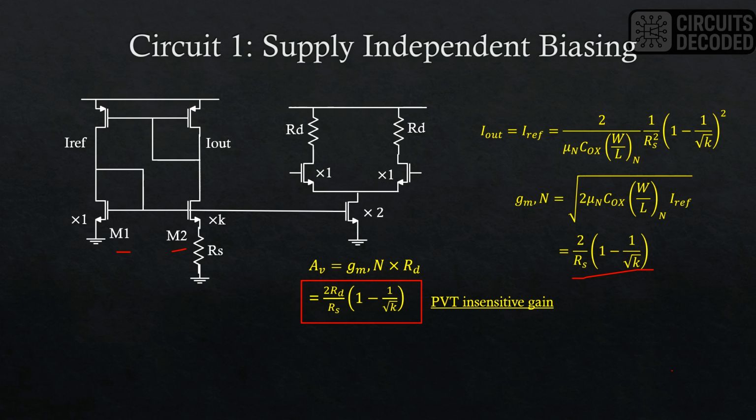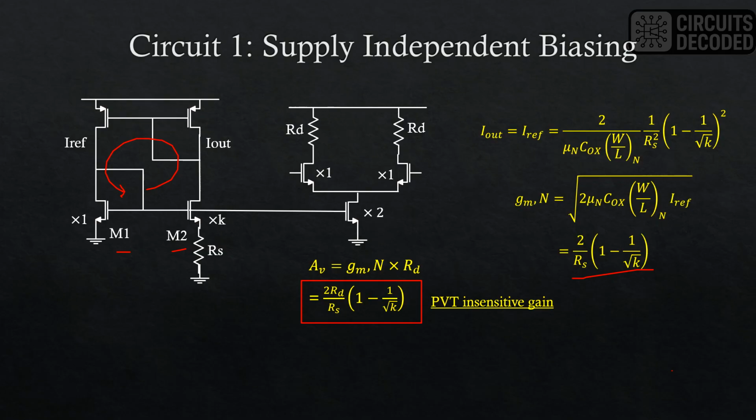However, the reason I'm talking about this circuit is not because of its biasing properties, but because of its feedback loop properties, which is from M2 to M1 through this current mirror. The question is whether this loop is positive or negative feedback. So we can quickly check this.